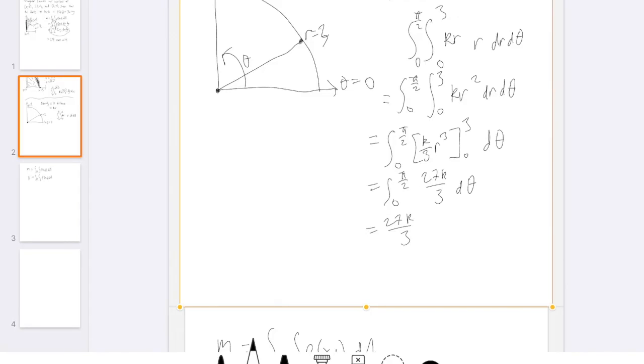And while we're at it, we can take the integral from 0 to pi over 2 d theta, which would simply be theta from 0 to pi over 2, and we get our final mass of 27 pi k over 3, which is 9 pi k. And then I guess it'd be mass units.